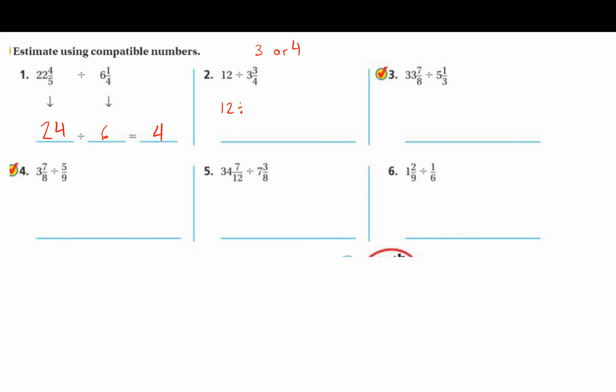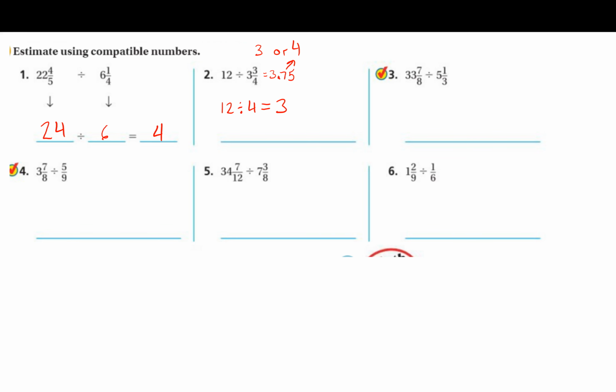Now, I would argue that either one would be a reasonable estimate, but we want to get the best estimate, or the closest estimate to the exact answer as we can. And 3 3/4 would be like having $3.75. And with $3.75, you're pretty close. You're closer to having $4 than you are to having $3. So I would write this as 12 divided by 4. Okay. And so that's going to give us an estimate of about 3.